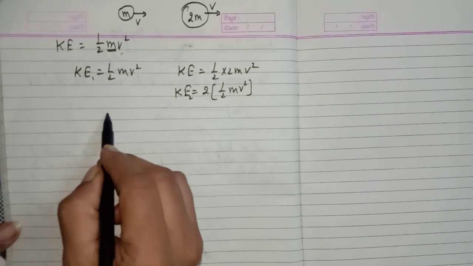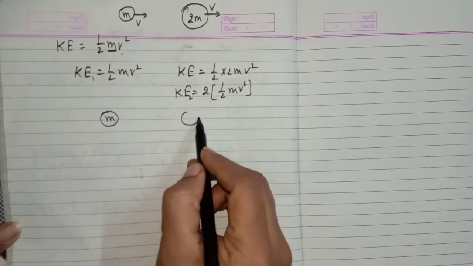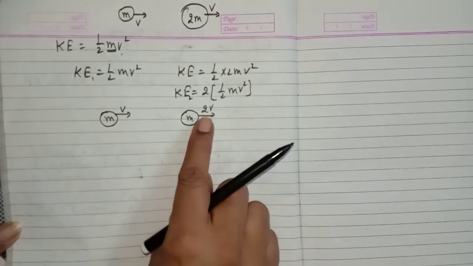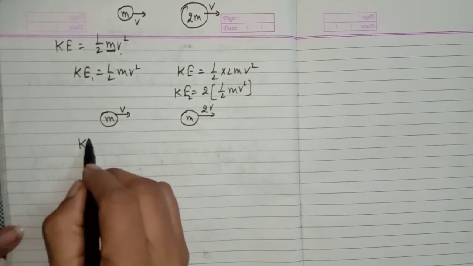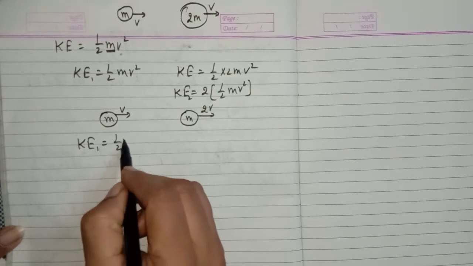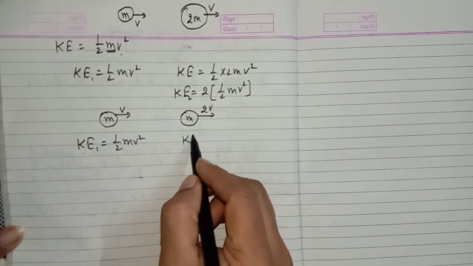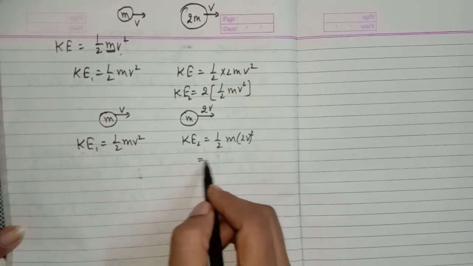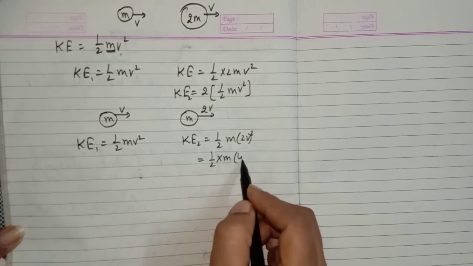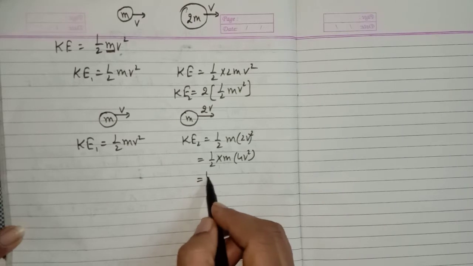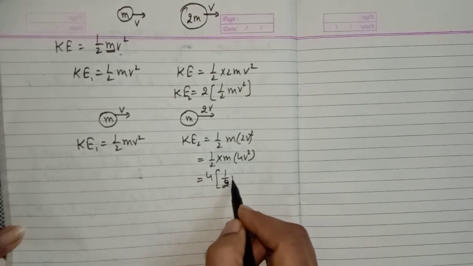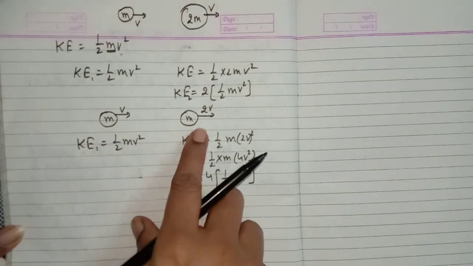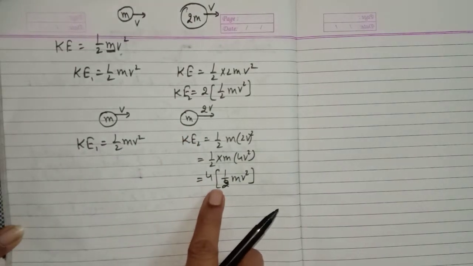And what about the velocity? Suppose two bodies are here, having the same mass m. One is moving with velocity v and the other is moving with velocity 2v, just double the speed. What is the kinetic energy of the first body? It will be 1 upon 2 m v square. For the second body, its kinetic energy will be 1 upon 2 m into (2v) square, or 1 upon 2 m into 4v square, because we square 2v. Now take the 4 common: 4 into 1 upon 2 m v square. It means the kinetic energy becomes 4 times. If we double the speed of the body, its kinetic energy becomes 4 times.